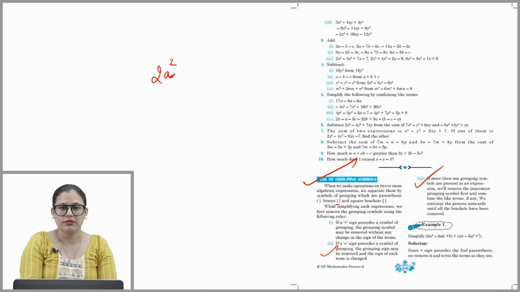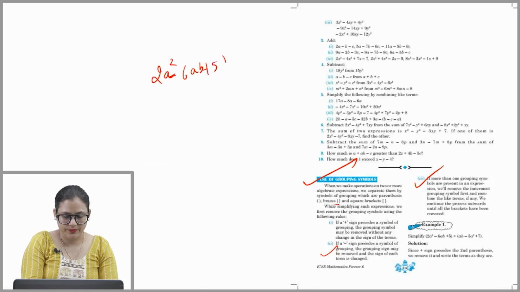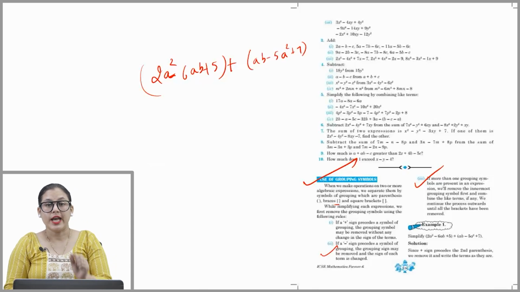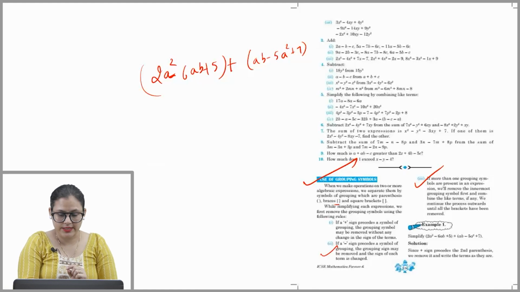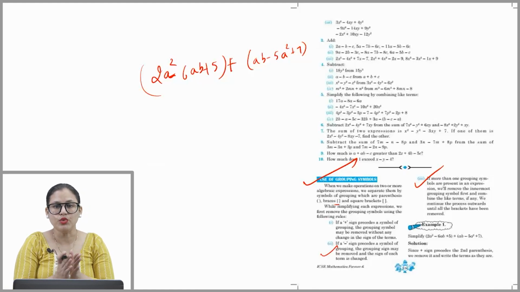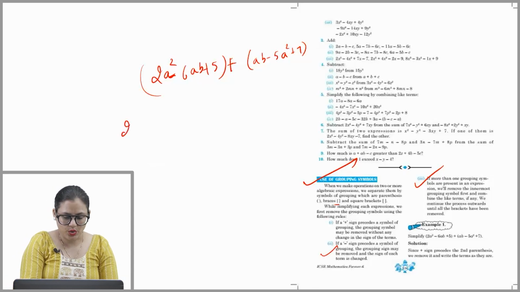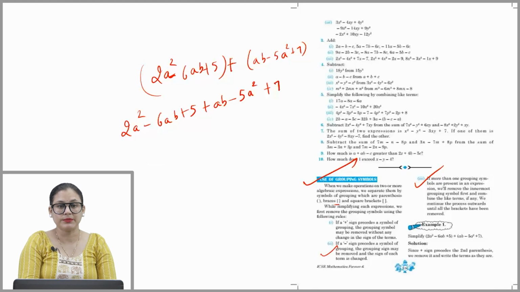2a square minus 6ab plus 5 plus ab minus 5a square plus 7. We have to simplify this. Okay. Since plus sign precedes the second parenthesis, that means we remove it and write the terms as they are. No need to change these signs. Okay. So, you will write 2a square minus 6ab plus 5 plus ab minus 5a square plus 7.